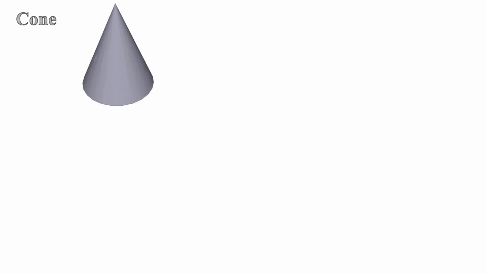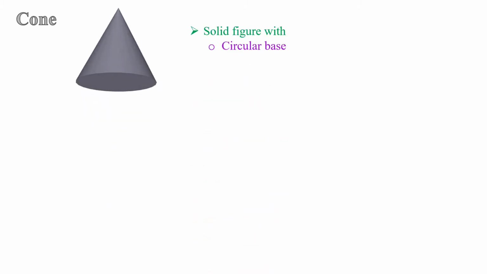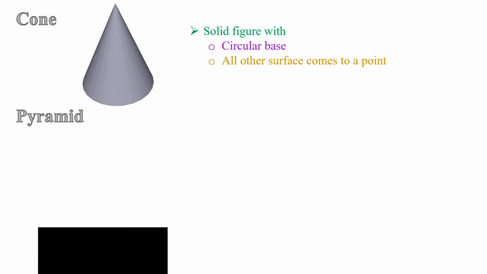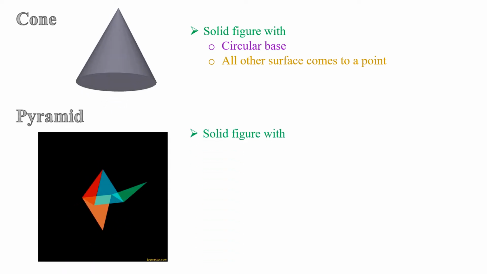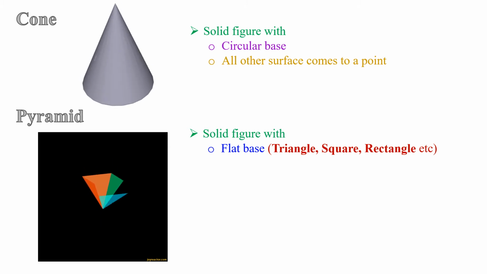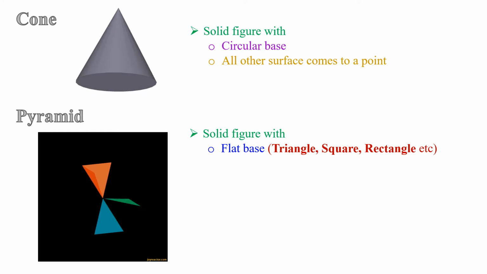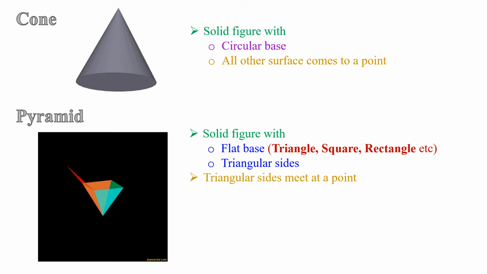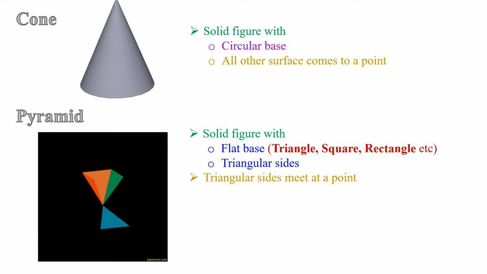Cone. A cone is a solid figure which has a circular base. All its other surface comes to a point. Pyramid. A pyramid is a solid figure which stands on a flat base which may be triangular, square, rectangular or polygonal. It tapers to a point, which means that each of its sides is a triangle, or a pyramid has a plane figure for a base and all the other sides are triangular meeting at a point.